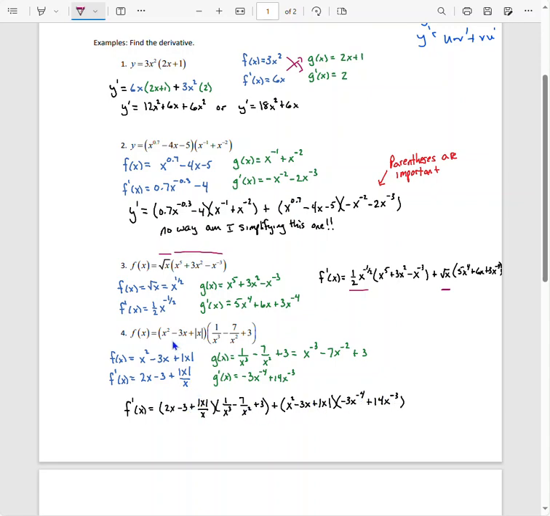So I take my first, x squared minus 3x plus the absolute value of x, and I take its derivative, 2x minus 3 plus absolute value of x over itself. Remember, that was a definition given in section 11.1. The second piece, 1 over x cubed minus 7 over x squared plus 2.